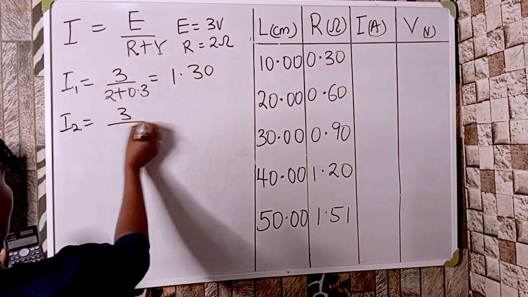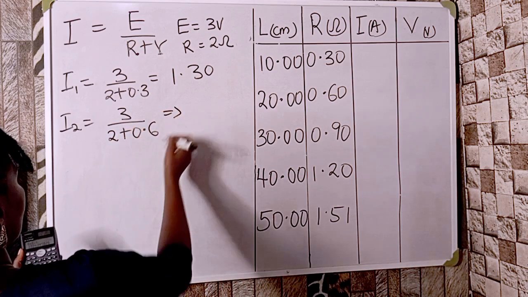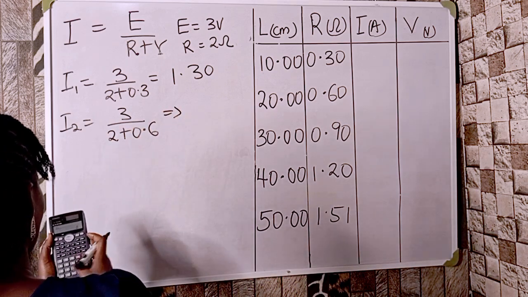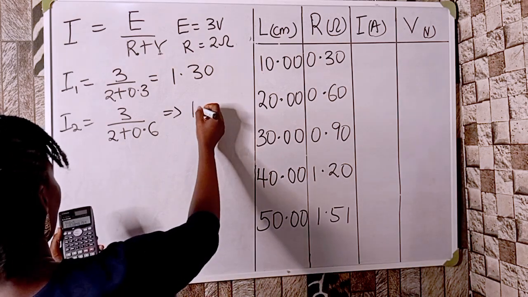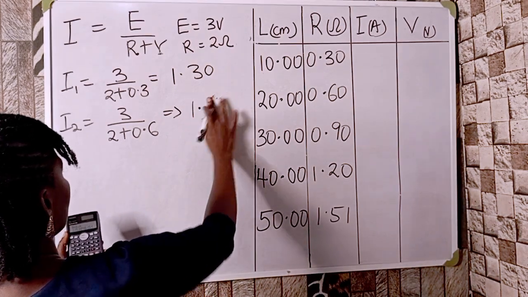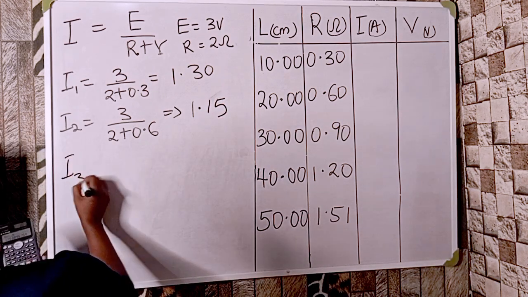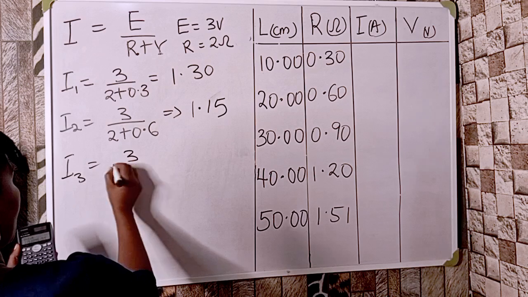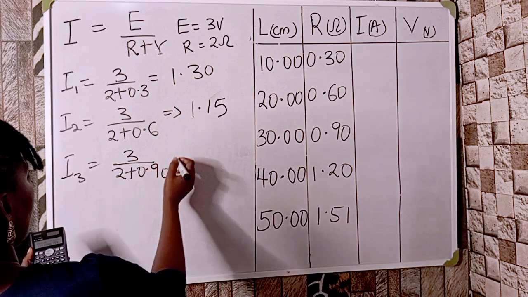I2 is equals to 3 over 2 plus 0.6. I will have 1.15. I3, that is 3 over 2 plus 0.90.